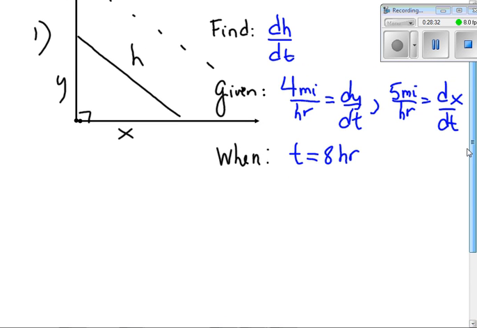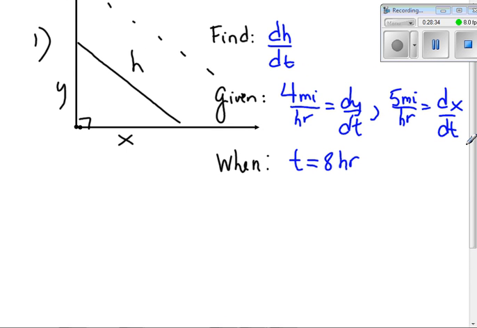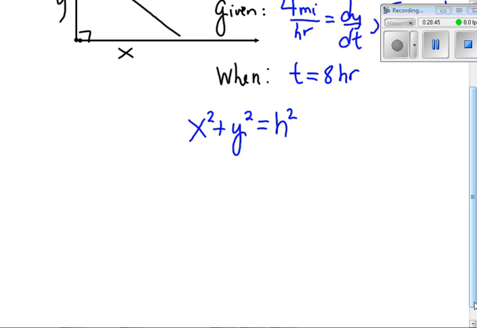What's the relationship here between x, y, and h? Pythagoras theorem. So x squared plus y squared equals h squared. So what do we have to do? Take the derivative now. What's the derivative with respect to time? d/dt. That's right. 2x times, don't forget the derivative of the inside function with respect to time.